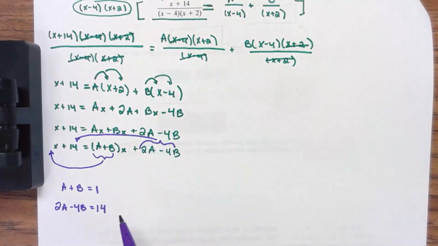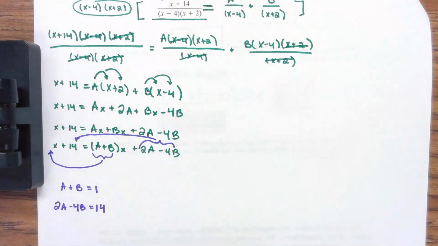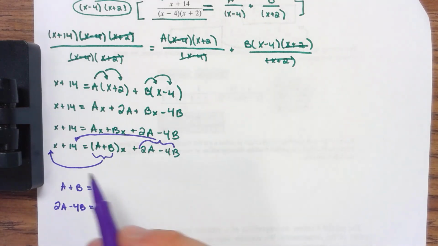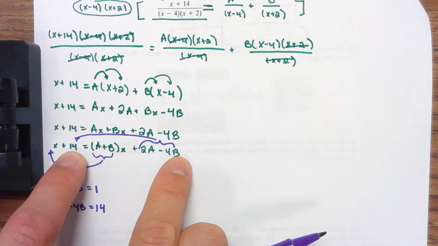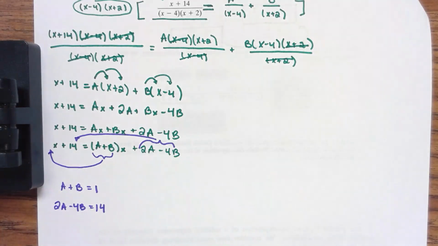Once we have the values of a and b, we can replace them in our partial fractions, which is the decomposition. I'm going to pause right there. Is everyone kind of seeing where I'm getting this system from? And how the a plus b corresponds to the 1, and how the 2a minus 4b corresponds to 14? All good here? Got a question over there? Okay. So now we just got to solve this.